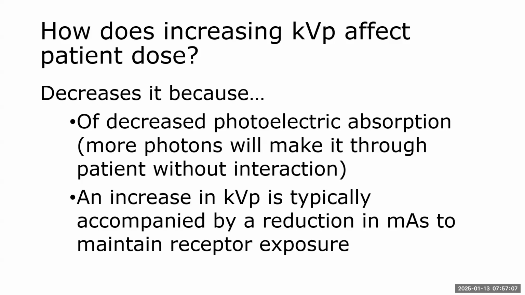If you have the options of setting a technique, say 90 at 10, or 80 at 20, or 70 at 40, which would be best for patient dose? Which one? Yeah. The higher kVp with less mass would actually be the best for patient dose. Okay.